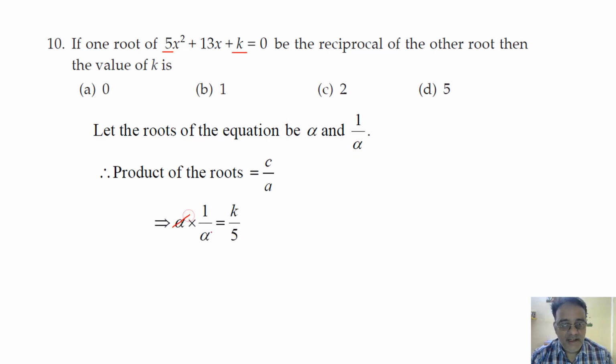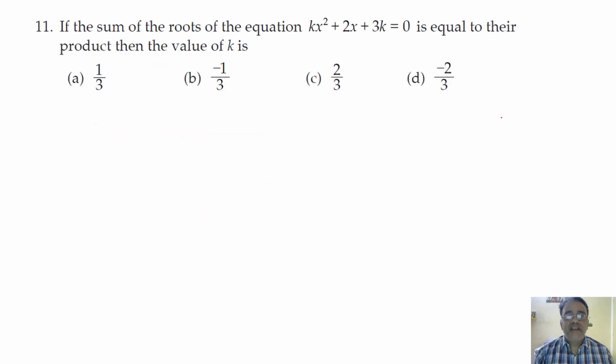So alpha will be cancelled, and we are getting 1 is equals to k by 5. And what is the value of k here? 5. Right. And the correct option is Option D. Right. So now we are moving toward question number 11. If the sum of the roots of the equation is equal to their product, then the value of k is dash. Right. So what is given: the sum of the roots of this equation is equal to its product.